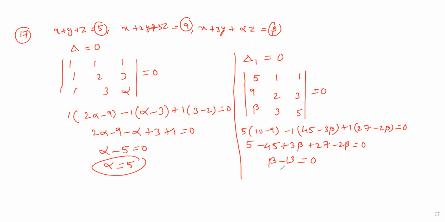Okay, now beta is equal to how much? 13 you will get. They're asking which value? Beta minus alpha. 13 minus 5, how much will you get? 8. That's why option C is the correct one.